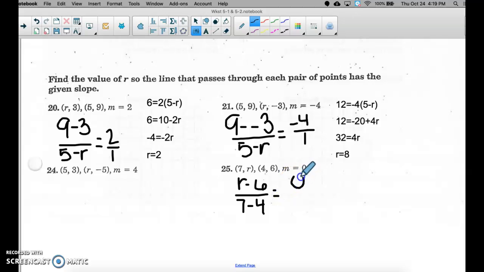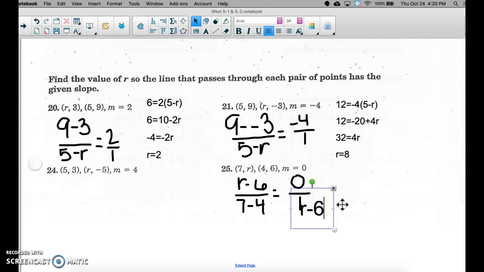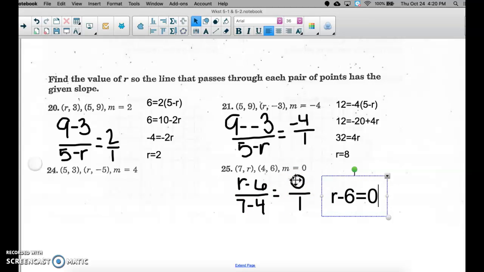This doesn't change that we have to put this over 1. 0 divided by 1 is still 0, and in order to cross multiply, we still have to put it over 1. Same thing. Top down, we get r minus 6 times 1, which is just r minus 6. And then bottom up, we get 7 minus 4 is 3 times 0. Don't be tripped up. 3 times 0 is 0. Move that 6 over by adding it, and you get r equals 6.